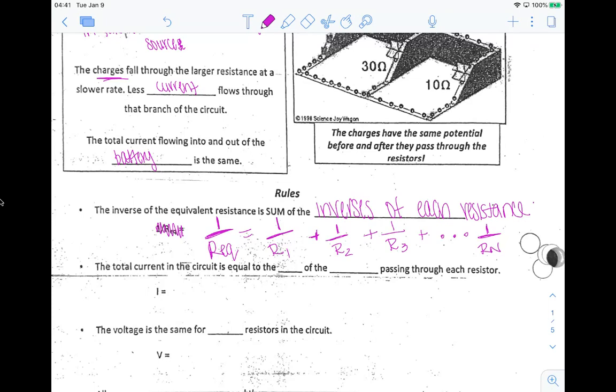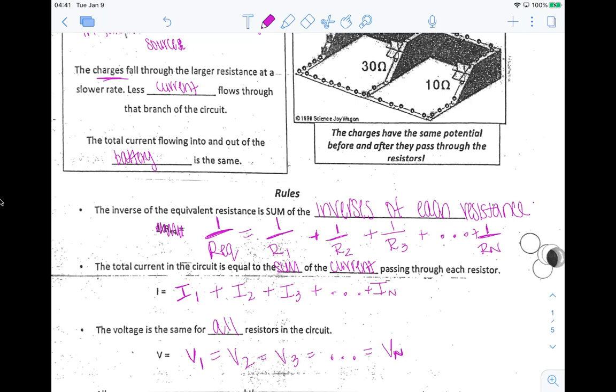The total current in the circuit is equal to the sum of the current passing through each resistor. So your total current is equal to I1 plus I2 plus I3, all the way up to In. The voltage is the same for all resistors in the circuit. So V1 is equal to V2, which is equal to V3, which is equal to all the values up to the total amount.